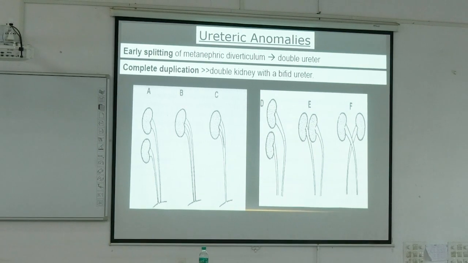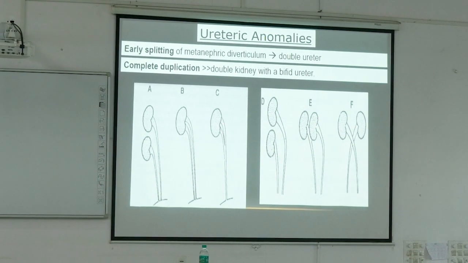Instead of being partially two, it may have 3-4 poles because of the split of the metanephric diverticulum. So we do not have any problem if this outlet is draining into the urinary bladder. But by any chance, if the outlet of this ureter is not ending in the bladder but somewhere else, it means it is ending in other parts of the cloaca.